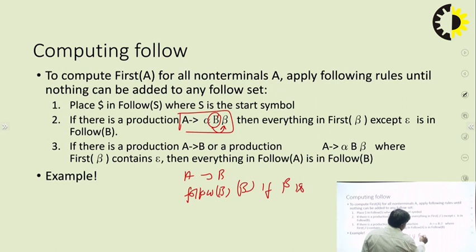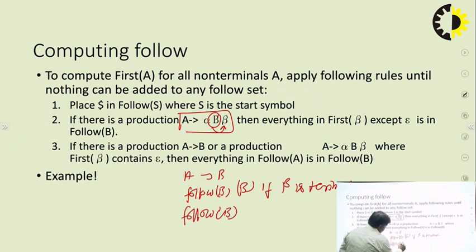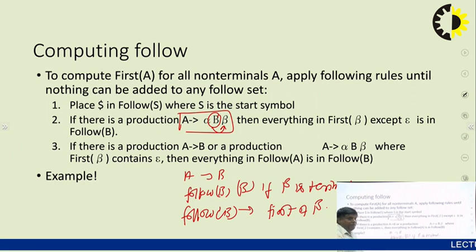If beta is a terminal, then the follow of B is beta. If beta is a non-terminal, then the follow of B is equal to the first of beta. That is a very important rule by which we compute the follow of any production rule.